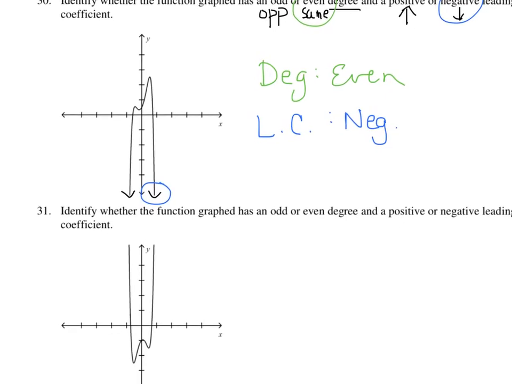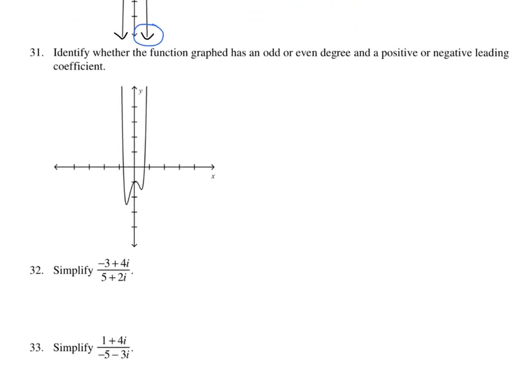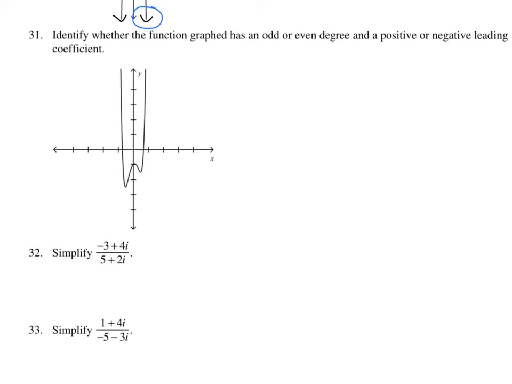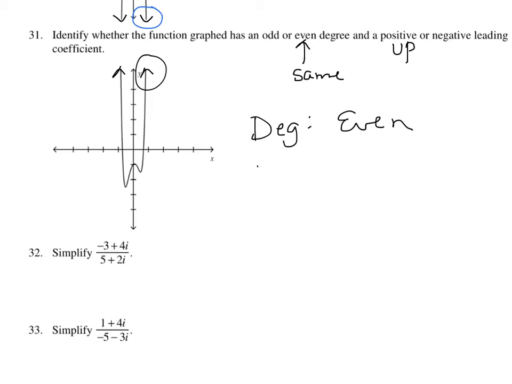If we look at the graph in number 31, both of our arrows are pointing the same way again, and when they point the same, that means your degree is even. And this time they are both pointing up, which means that the leading coefficient is positive.